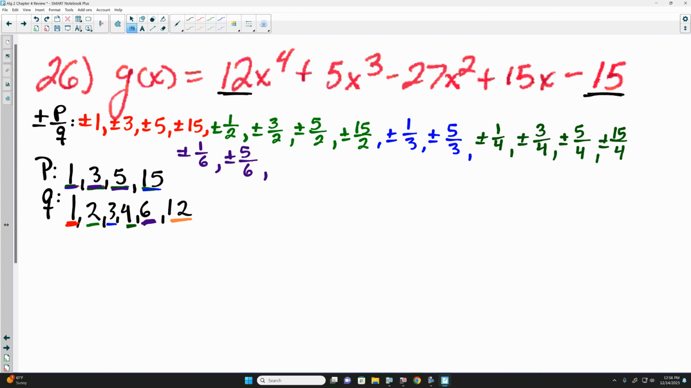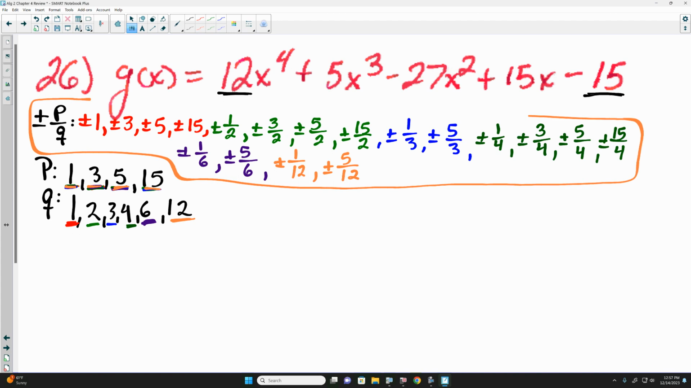So we move on to 12. The first one we would do is 1 over 12. It doesn't reduce to anything more than 1/12. 3 twelfths, will it reduce? Well, yes, to 1/4. We already have it. 5 twelfths, does that reduce? 15 twelfths would reduce to 5/4, and we have it. So these here are all of our rational zeros.